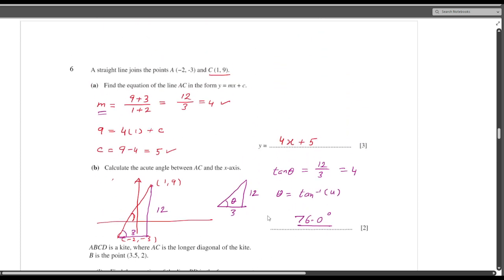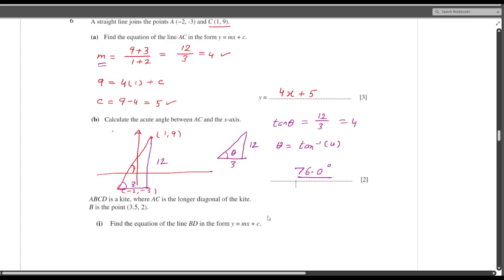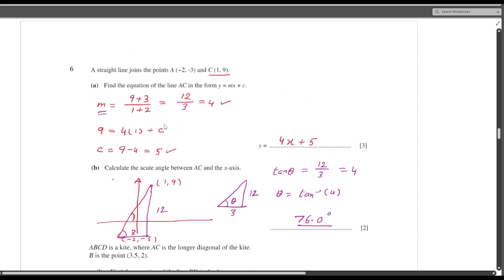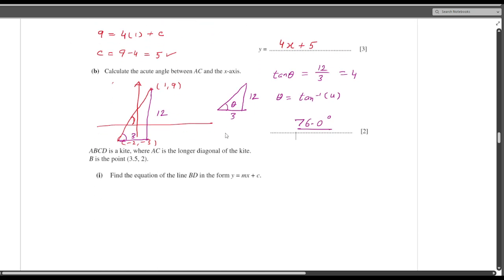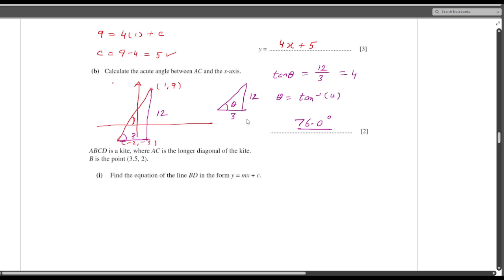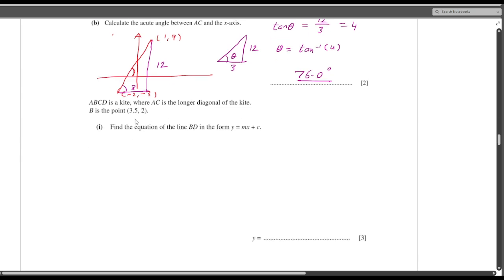Now ABCD. Okay, so this is a very interesting problem. ABCD is a kite. This is related to the points A and C, which are given to me. ABCD is a kite where AC is the longer diagonal of the kite. Points A and C are given. B is the point (3.5, 2). Find the equation of line BD in the form y = mx + c.